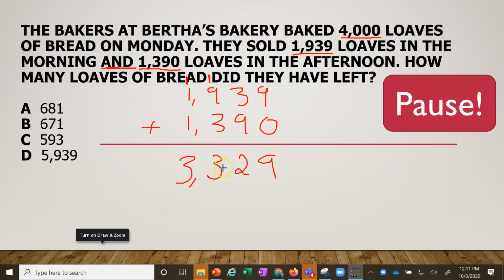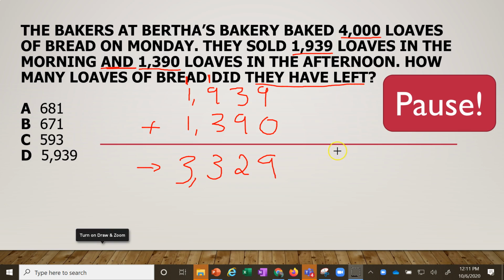All right? And a lot of third graders might stop and say, is this my final answer? It's not on here. I figured it out. I did the work right. But the question doesn't ask how many loaves of bread they sold, this number. The question asks how many loaves do they have left?